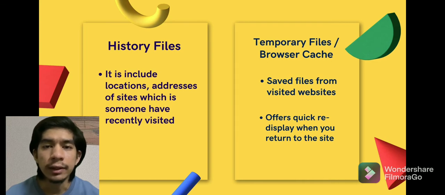Temporary internet files basically save files from visited websites. They also offer quick redisplay when you return to the site. In easy words, temporary internet files is a folder on Microsoft Windows which serves as the browser cache for Internet Explorer to store pages and other multimedia content such as video and audio files from websites visited by the user. This allows such websites to load more quickly the next time they are visited.